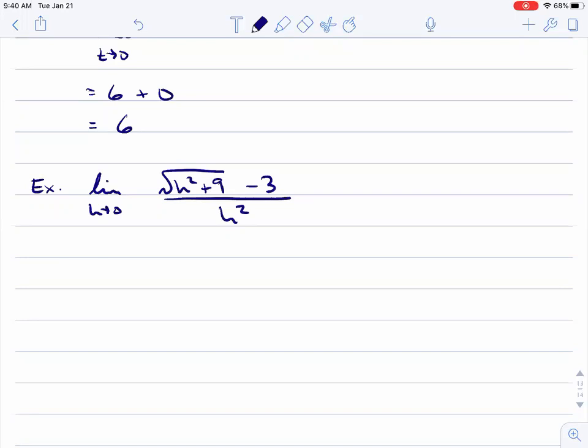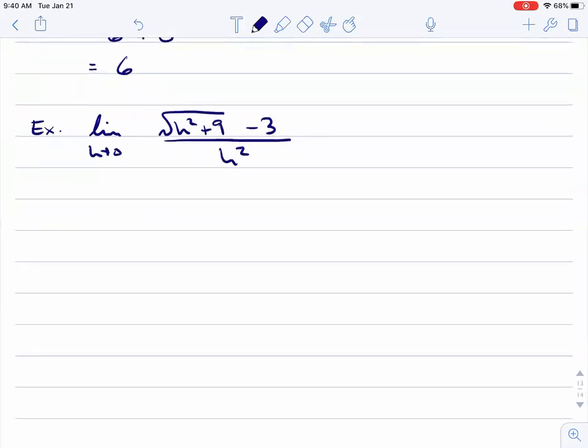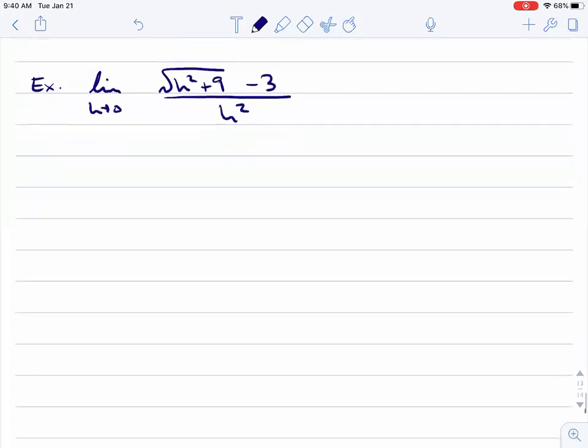So the h squared, as h goes to 0, I'd be dividing by 0, so that's no good. And so what I'm going to do is leverage that the square root of h squared plus 9 minus 3, and I'm going to multiply it by the square root of h squared plus 9 plus 3 over the square root of h squared plus 9 plus 3, right? Which is basically multiplying by 1. And so I'm going to rationalize the numerator, sorry.